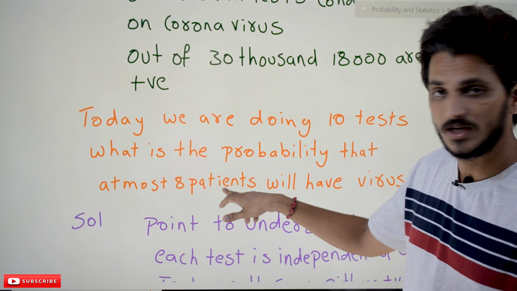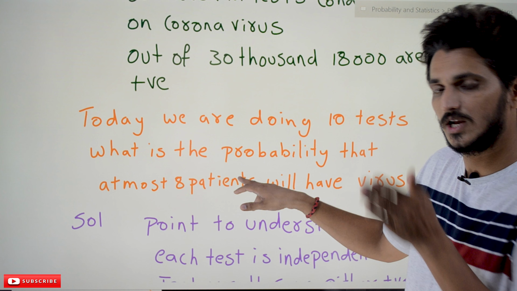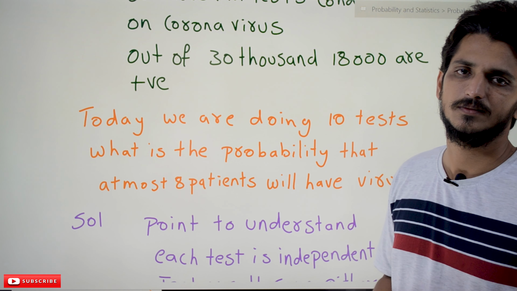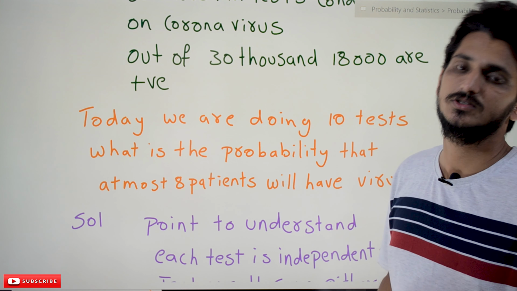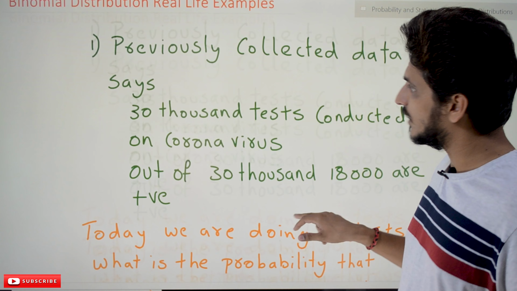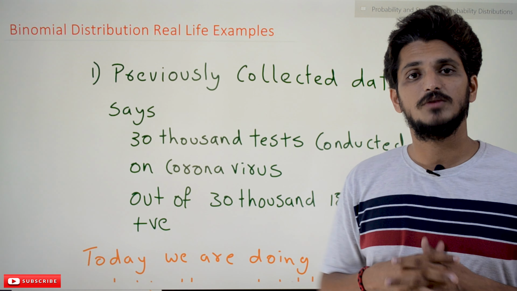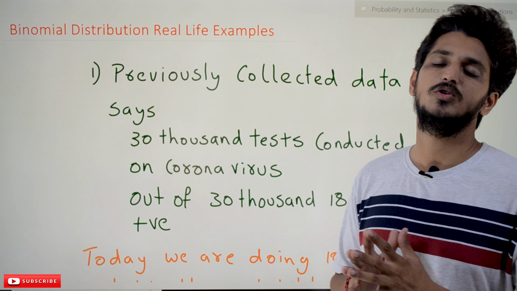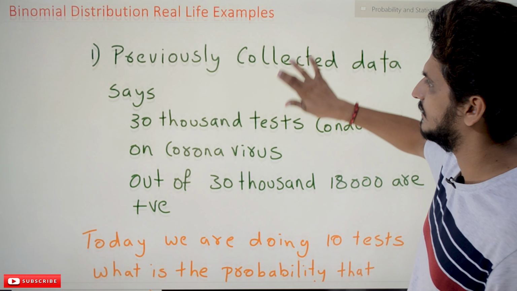From this we have to understand that you can have 0 patients, 1 patient, 2 patients, at most you can have 8 patients. What is the probability that at most 8 patients will have the virus? First we have to understand from the data, is it applicable to binomial distribution? Yes, it is applicable. How is it applicable? Let's try to understand.